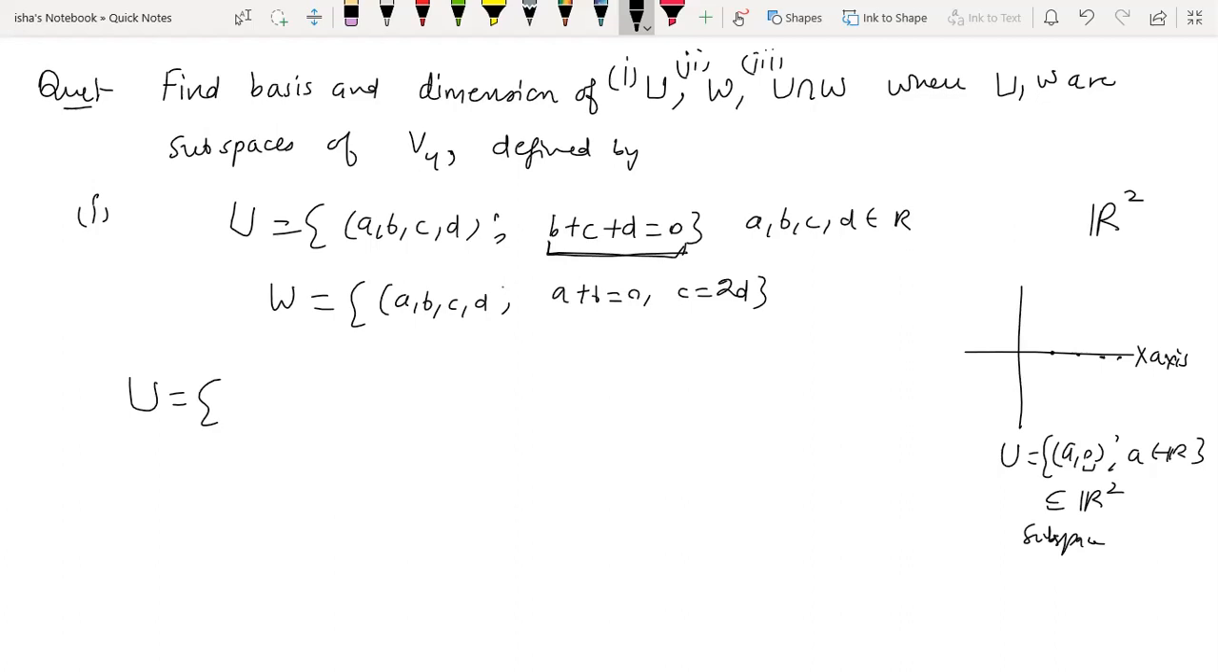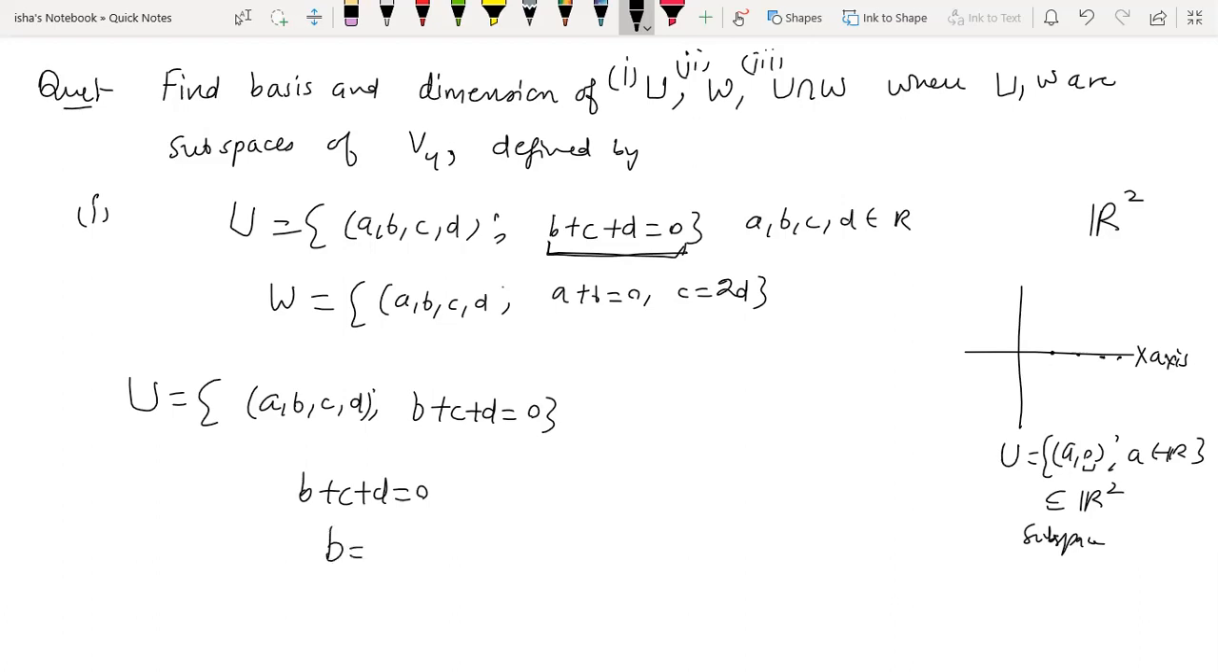Okay, so let's see how we proceed. You start with the definition. Now you write this condition, and from this condition you try to find one variable in terms of the others. There can be more than one condition also, as we will see in the case of W, but whatever is given, you try to find the parameters a, b, c, d, these variables, in terms of the others. Like here it is my choice.